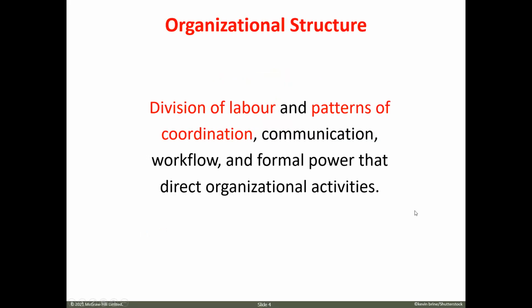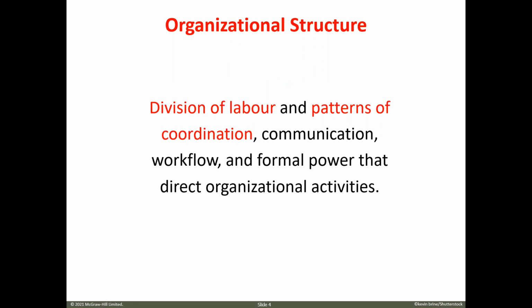Let's go to the first part. We're going to define organizational structure. In this beautiful sentence, division of labor and patterns of coordination, communication, workflow, and formal power that direct organizational activities. This is a good meaning of structure.